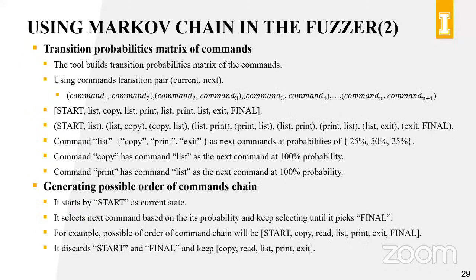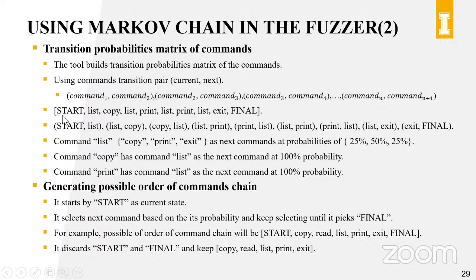Next is the transition probability matrix of the commands. We are using the Markov chain transition probabilities, so the tool will build the transition probability matrix for each command. Using command transition pairs, we have the current command that comes first and then the next command that comes after it, like command 1, then command 2 that comes after it. So we are going to create a chain of commands.